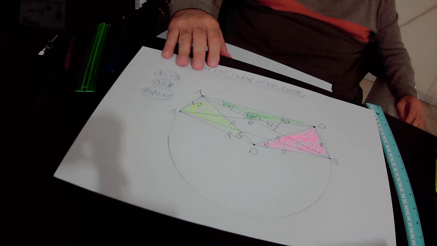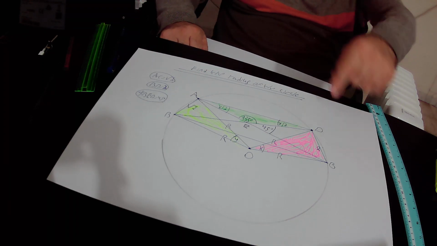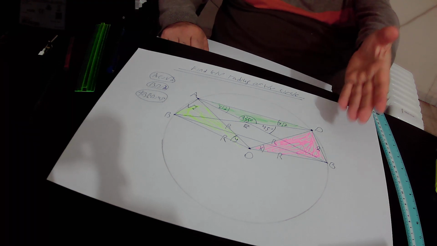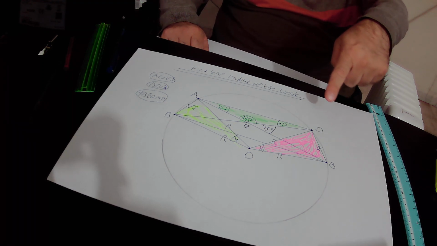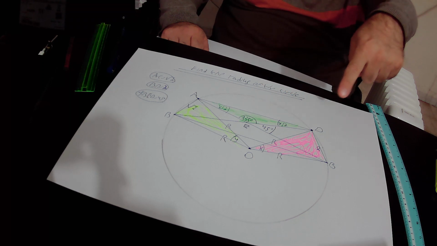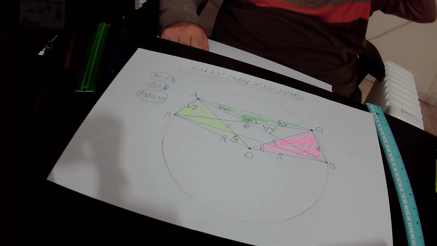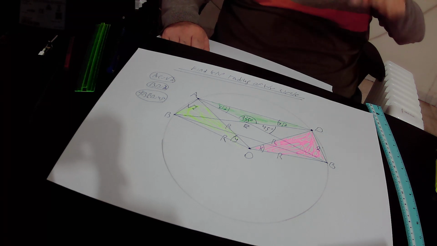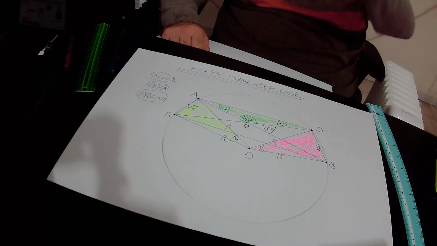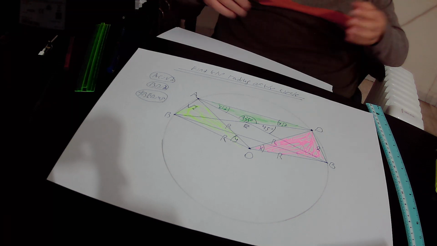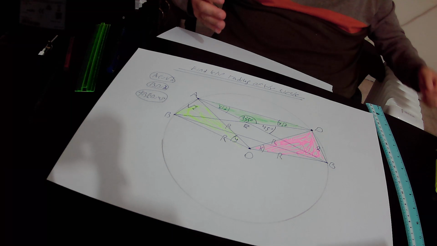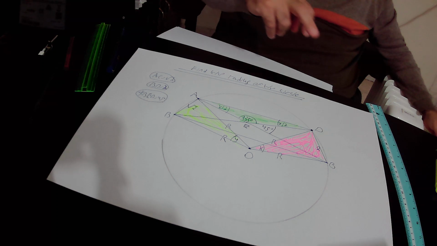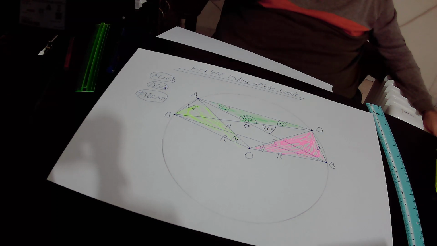Here we have chord DB that is equal to 2 units. It is very easy to see that chord DB doesn't pass through the center of the circle. That is to say, chord DB doesn't pass through point O, the center of the circle. Therefore, chord DB is not the diameter of the circle. Why? Because any diameter of a circle must pass through the center of the circle.